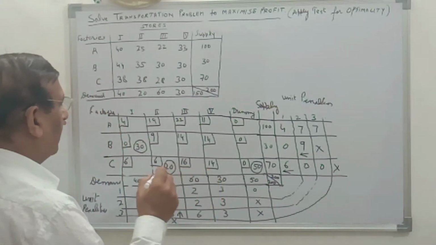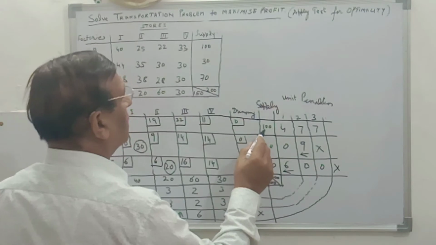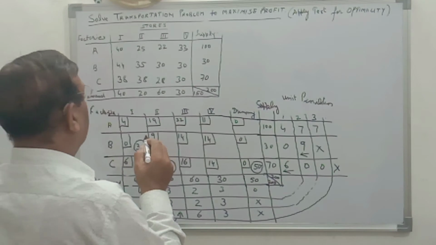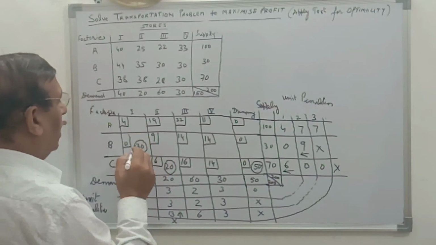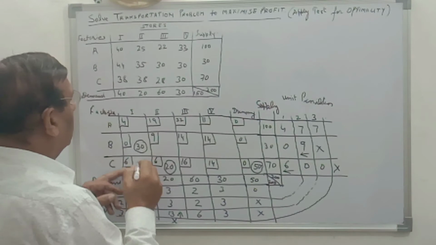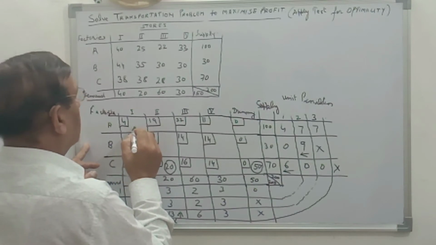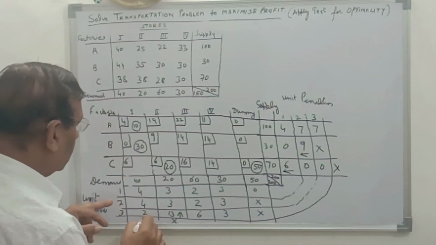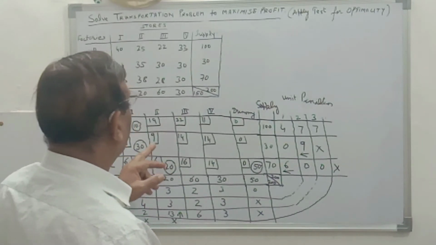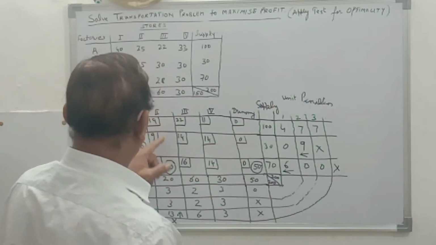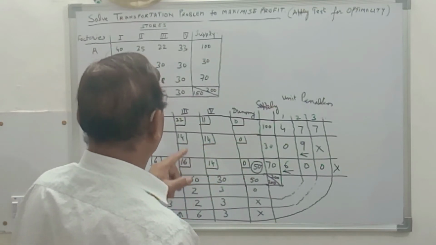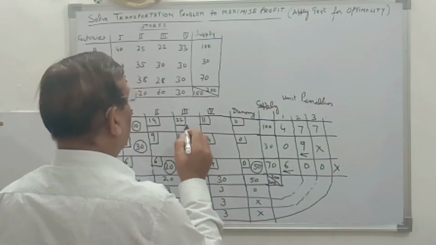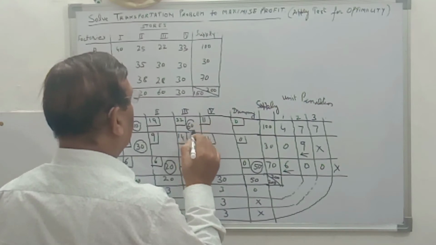Adjustment means, say, starting from this, there are 100 units to supply. Here 40 units are required, and 30 units had already been allocated, so only 10 units can be allocated. Now 100 units are left. Here no unit can be allocated. Here 60 units can be allocated. When you allocate 60, this is okay.